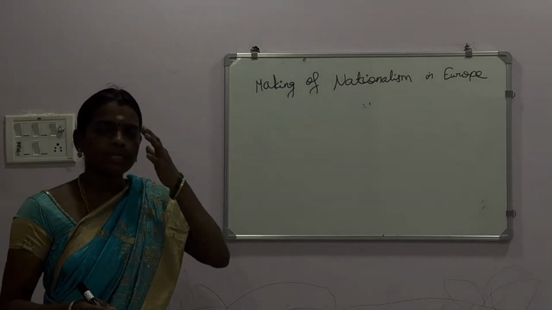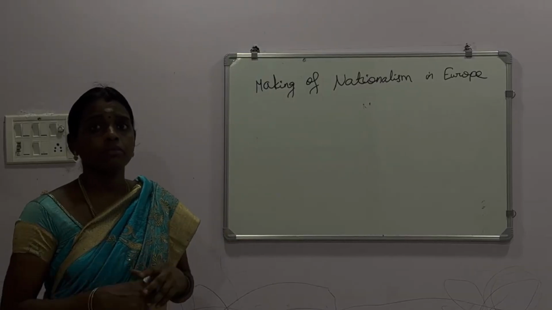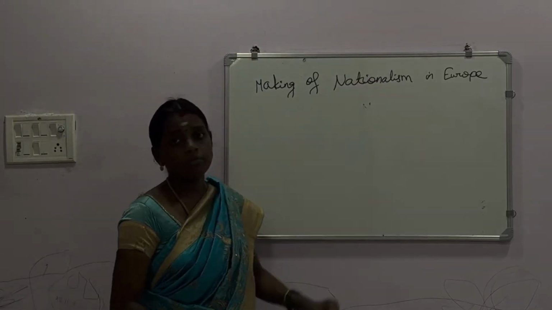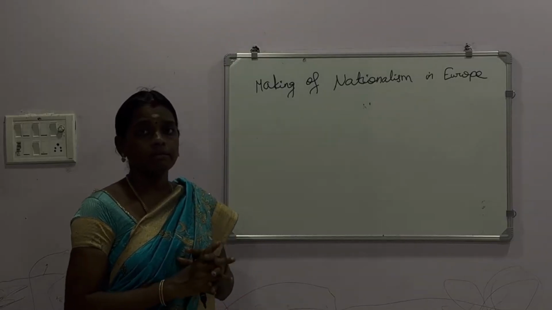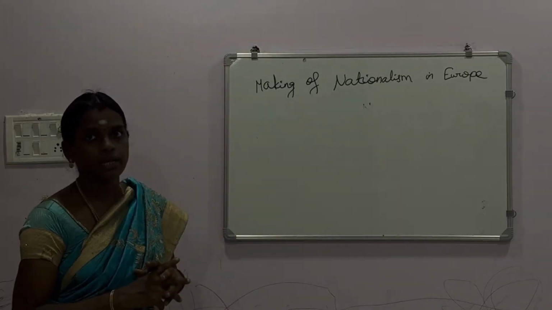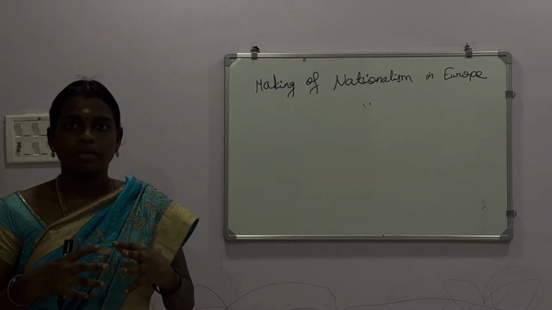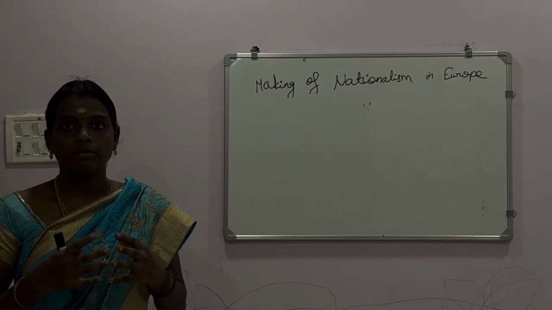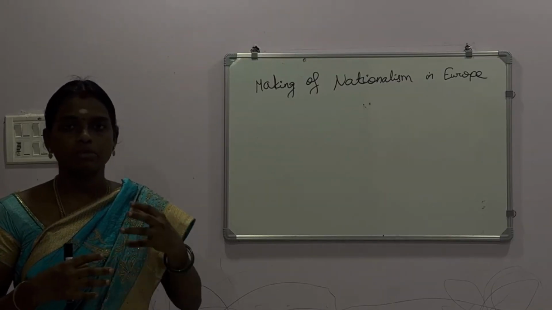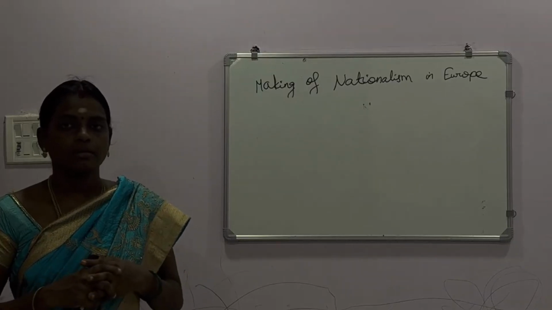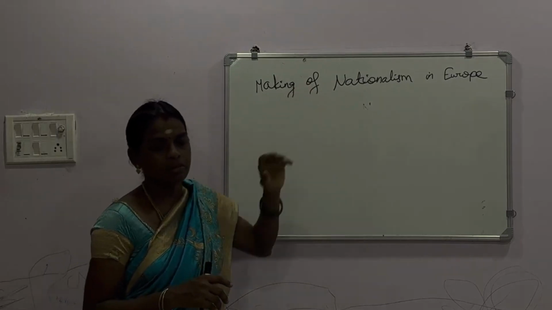In the previous class, we ended with the making of nationalism in Europe. Today we will continue with that. Under the making of nationalism in Europe, we have the information that in the 18th century there were no nation states. A nation state means a country, like the biggest country. We didn't have a centralized pattern of government at that time. That was the first piece of information given.